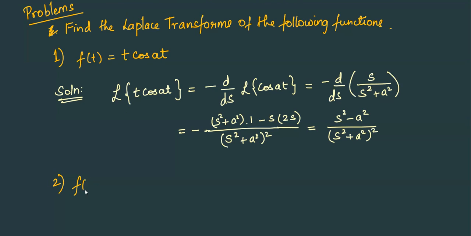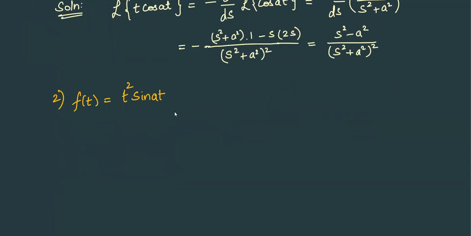Second, let us now do, we'll not do t times sine, we'll do t square times sine. So we need to do a double differentiation.